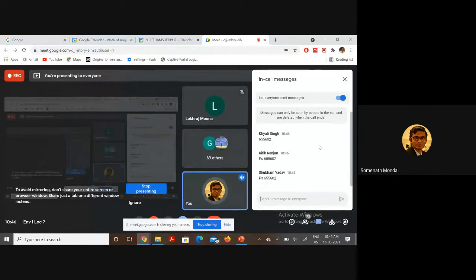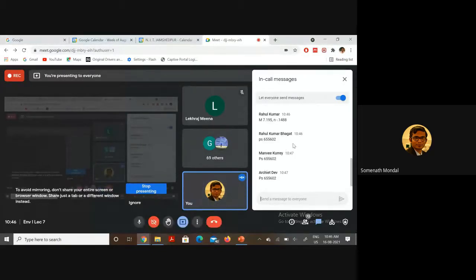Yeah, the P0 value is correct. Those who have written the P0 value, it is correct. Okay, Rahul Kumar, it is correct. So calculate the value of capital P.